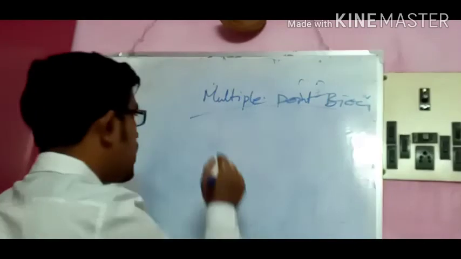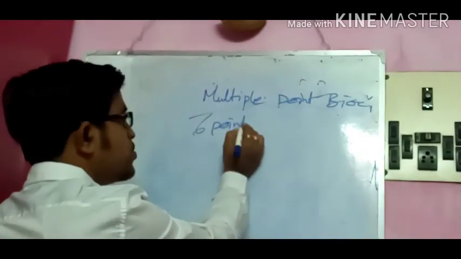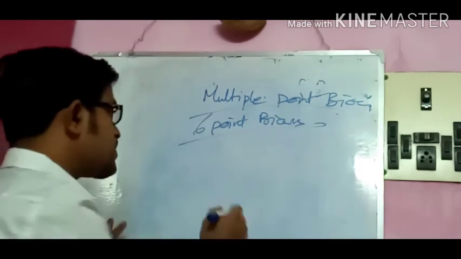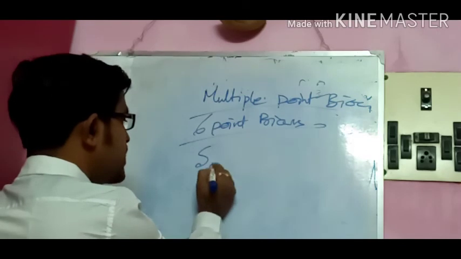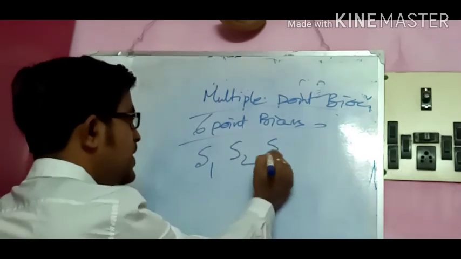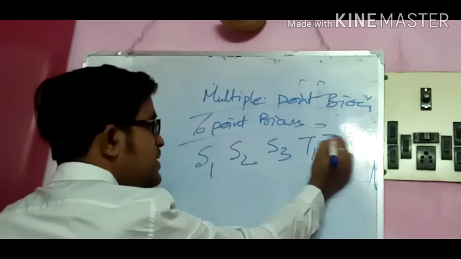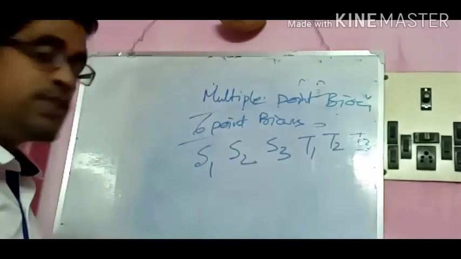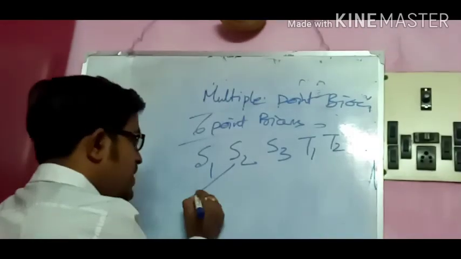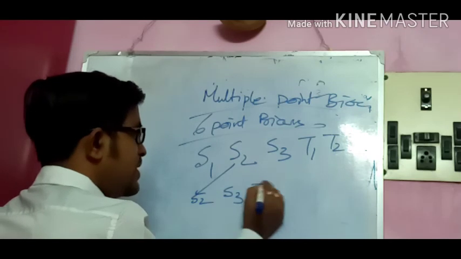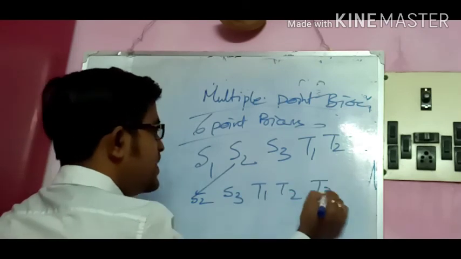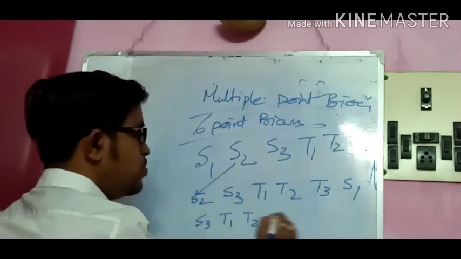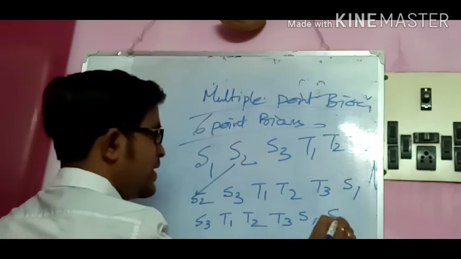Okay, let me give you some idea about the 6-point bioassay also. So I think now it is very clear to you. You are very comfortable now. 6 points means in total 6 points will be there: S1, S2, S3, T1, T2, T3. So here in the Latin square design it will be S2, S3, T1, T2, T3, S1. Next S3, T1, T2, T3, S1, S2.